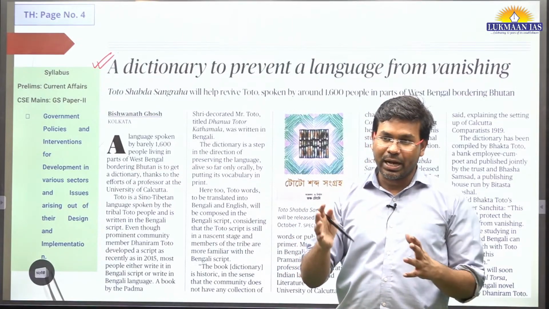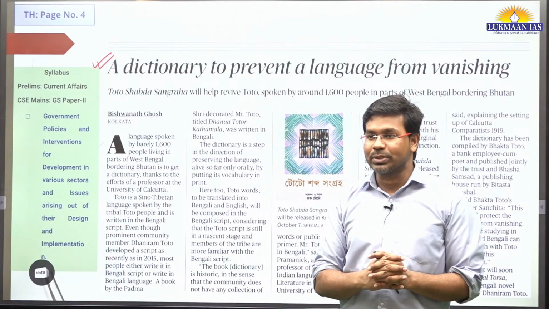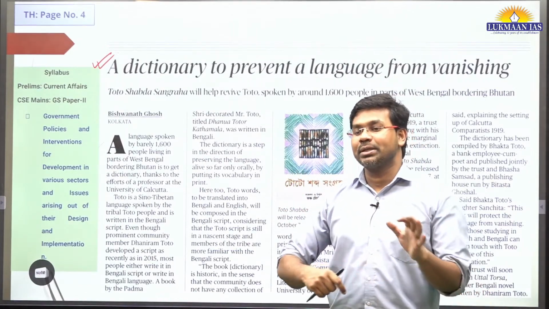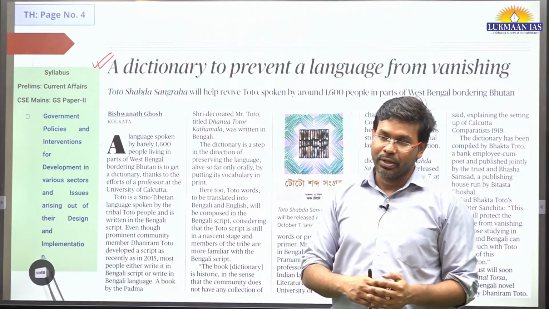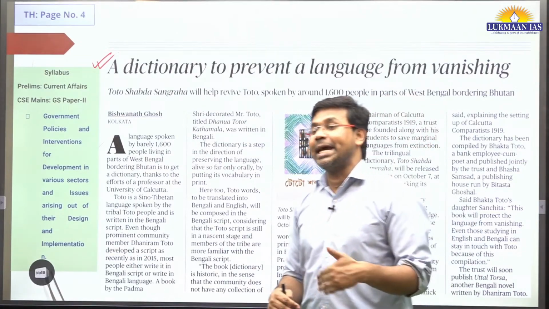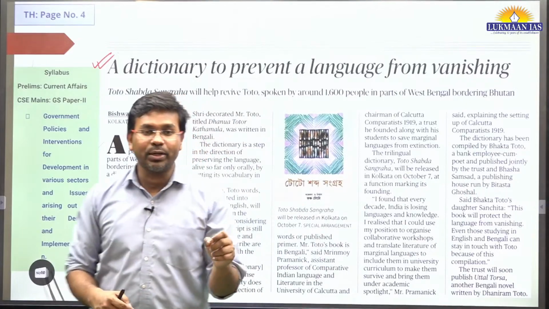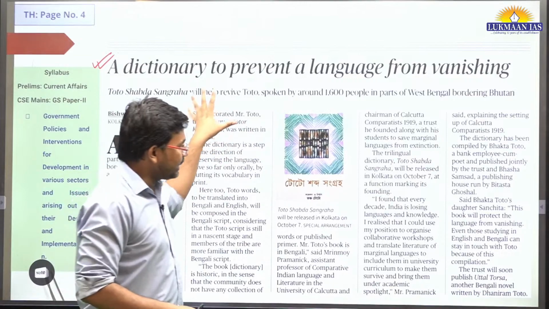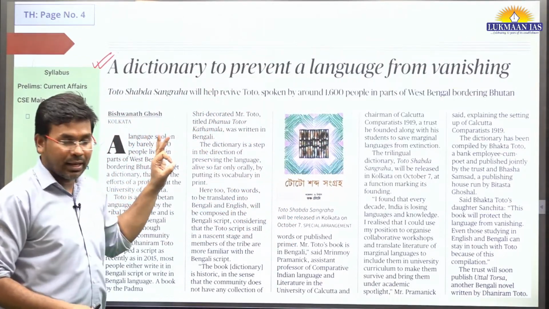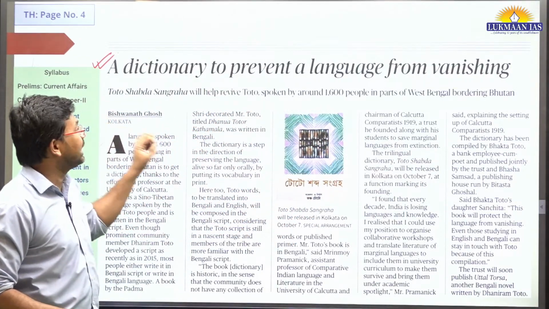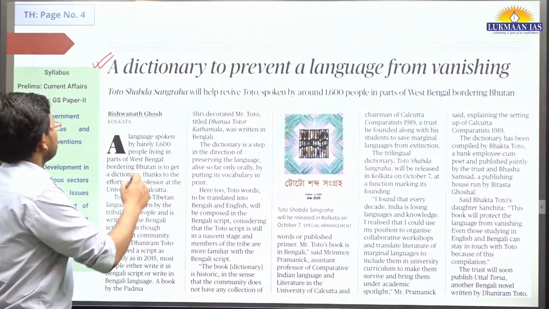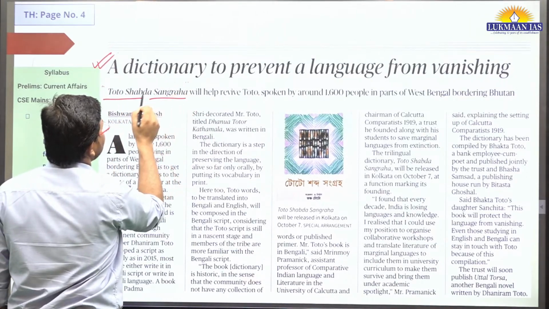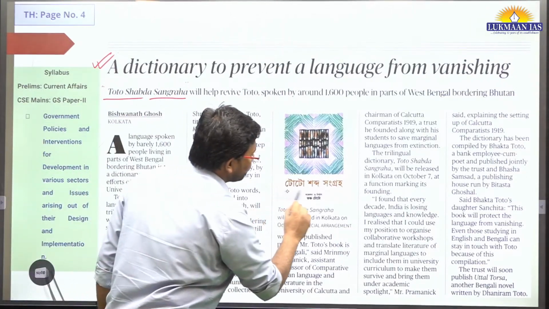Around 7,000 languages are there in the world, and most of the languages have very few speakers, because of which languages are getting endangered. So it is important to search the name of that atlas and remember it. This is a new dictionary that has been launched. It is known as Toto Shabd Sangraha.